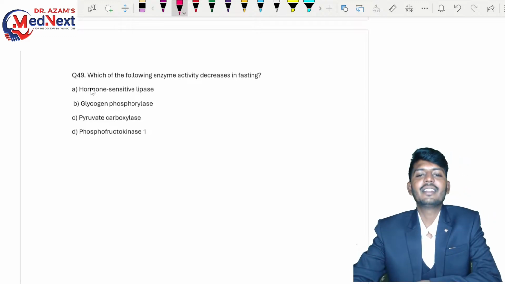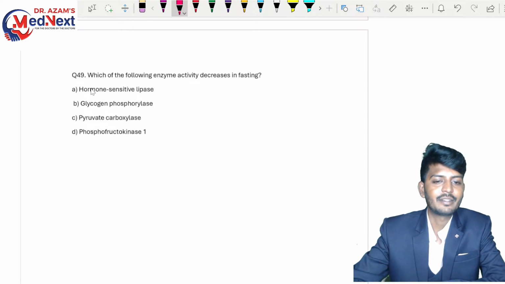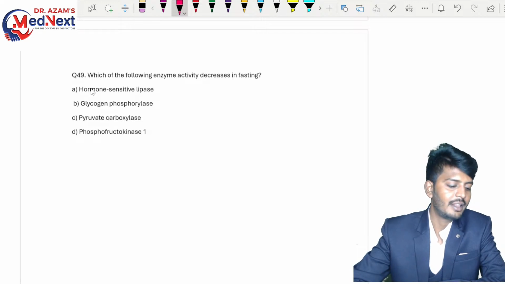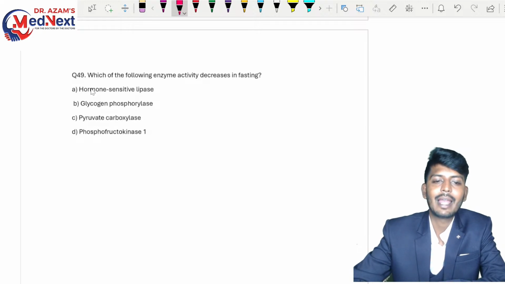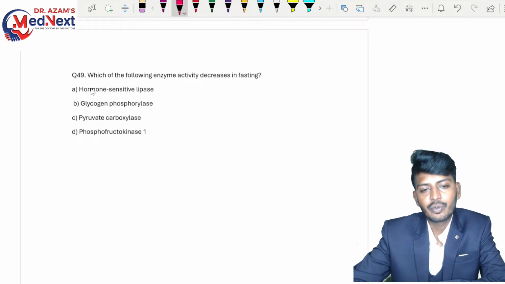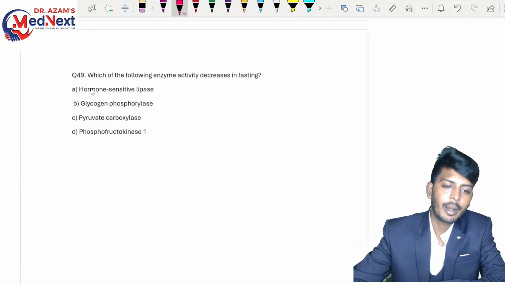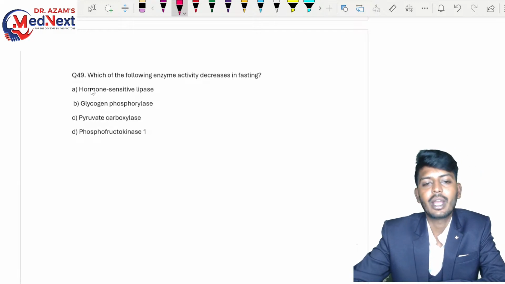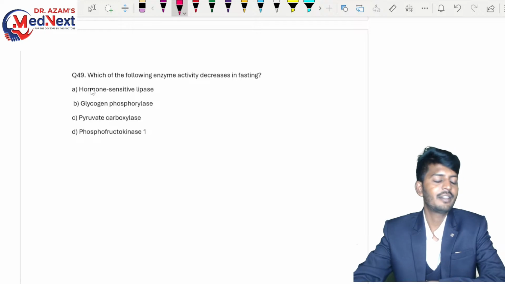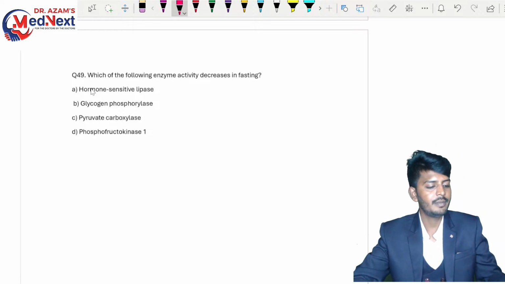Which of the following enzyme activity decreases in fasting? ठीक है. Okay, so the enzymes are, what are the enzymes? Hormone sensitive lipase, glycogen phosphorylase, pyruvate carboxylase, phosphofructokinase. Okay, चलो आंसर बता दो इसका. देखते हैं. टेल मी द आंसर.